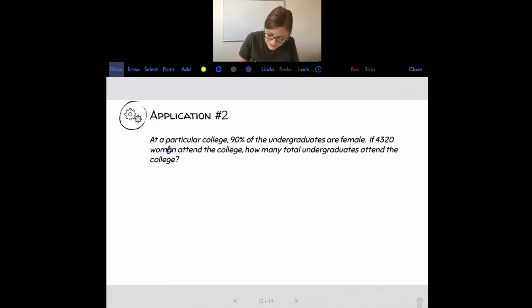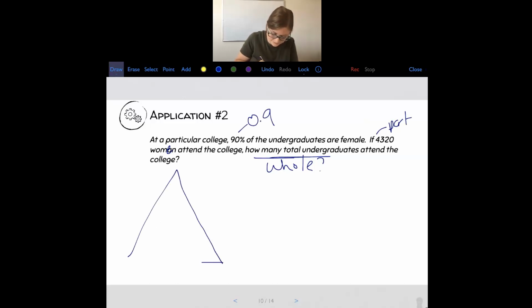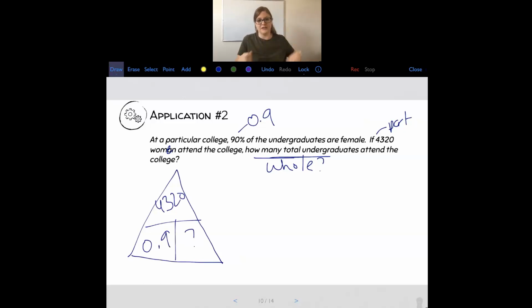So when it says how many total, this is what we're looking for, the whole, and that's what we don't know. This is part because 90% of the whole is the part, which is what we're given here. And this is our percent as a decimal. Okay, so if we set up the triangle, we're looking for the whole in this case. The part goes on top, and our percent as a decimal goes in that lower left hand.